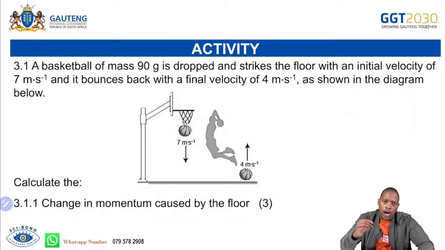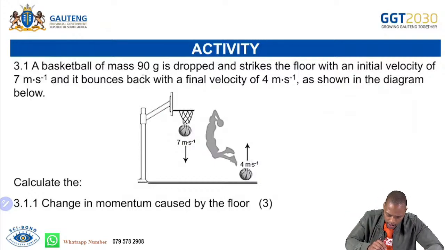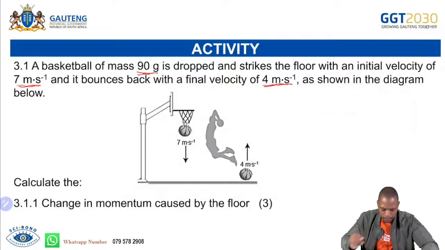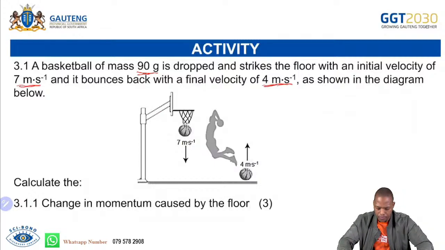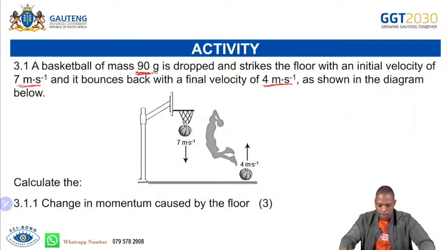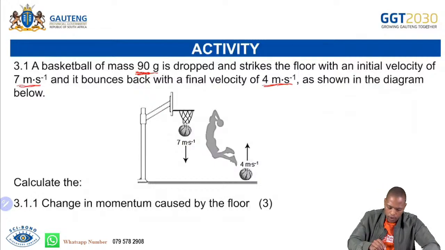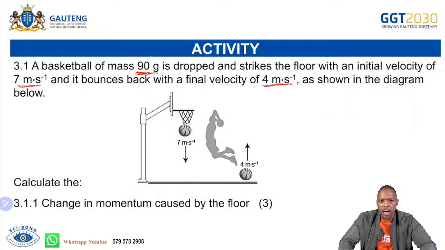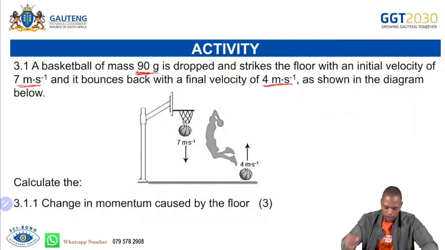The first thing, identify all the given. We have 90 grams here. We have 7 meters per second as initial velocity. We have 4 meters per second as final velocity. Right? So we've identified that. Now, I'm identifying the 90 grams. So that tells me that this 90 grams must be converted because I cannot calculate in any other unit other than SI unit. And the SI unit for mass is what? It's grams. So I must convert this 90 grams.